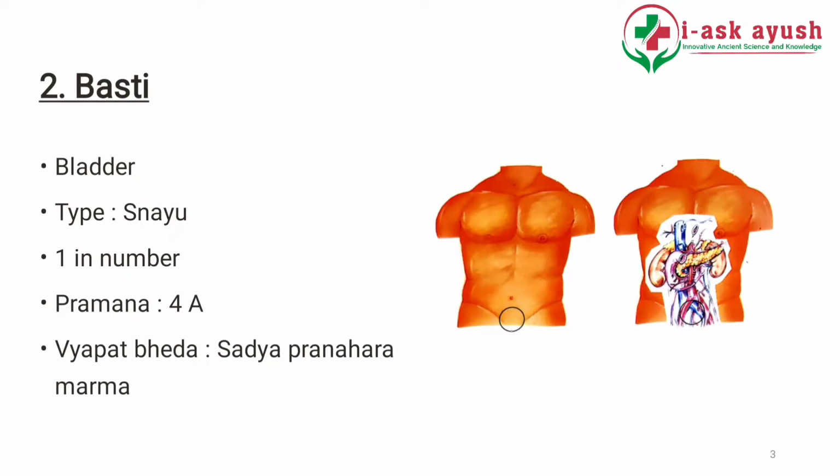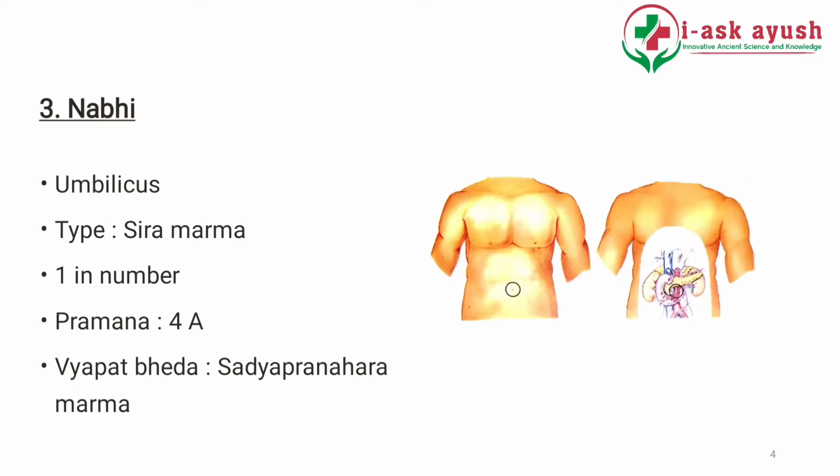Next is Vasti. Vasti is situated in Alpa Mamsa Shonido, Abhyandharadaha, Katyam, Mutrashayo. It is a bladder. Type is Snayu Marma, 1 in number. 4 angula Pramana Marma, Sadhya Pranahara Marma.